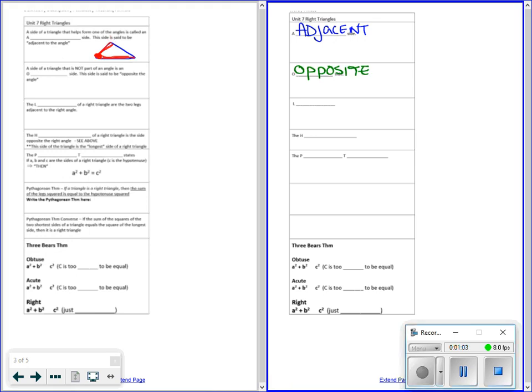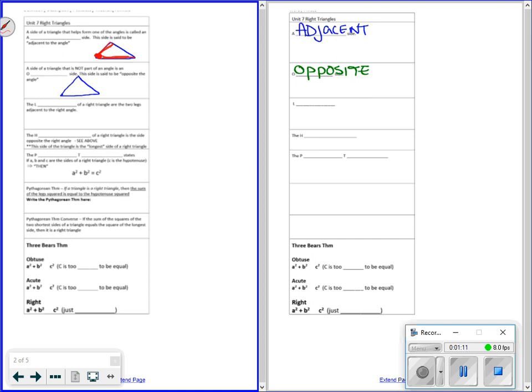The side of a triangle that is not part of an angle is an opposite side. This side is said to be opposite the angle. So if I'm looking at this angle right here, the side opposite it is this one over here.